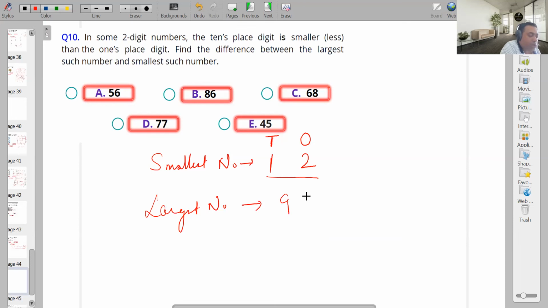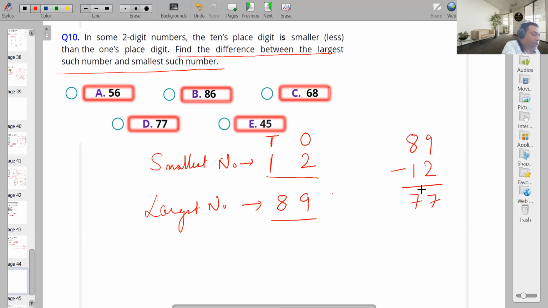Now for the largest number, if you have a 9 here, you cannot have a 10 in the ones place, because in any place value, you can have only a single digit. You cannot have 2 digits, right? So you cannot have a 9 here. You can have an 8 here, and therefore over here, you can have a 9. It's asking you to find the difference between the largest such number and smallest such number. So 89 minus 12 is 77. And therefore, your answer is option D.